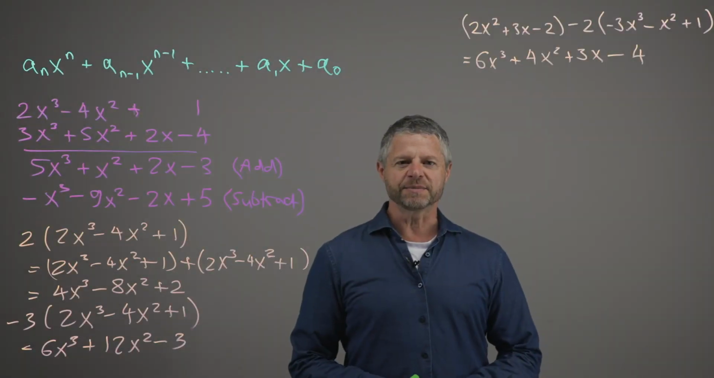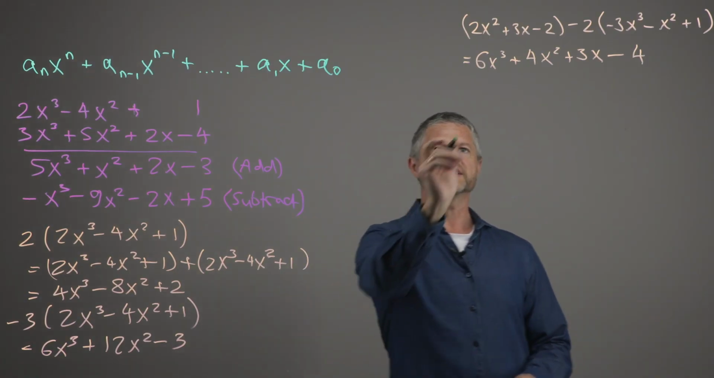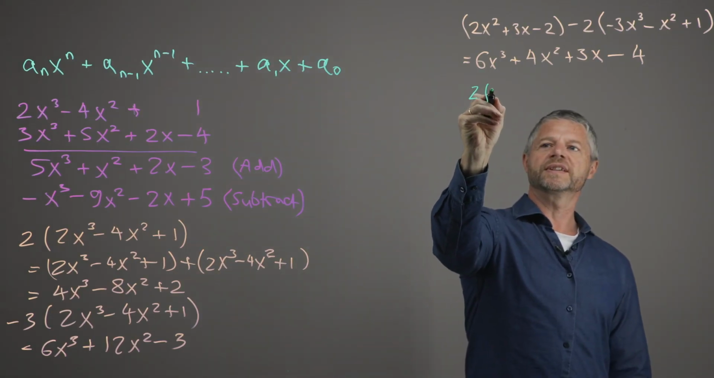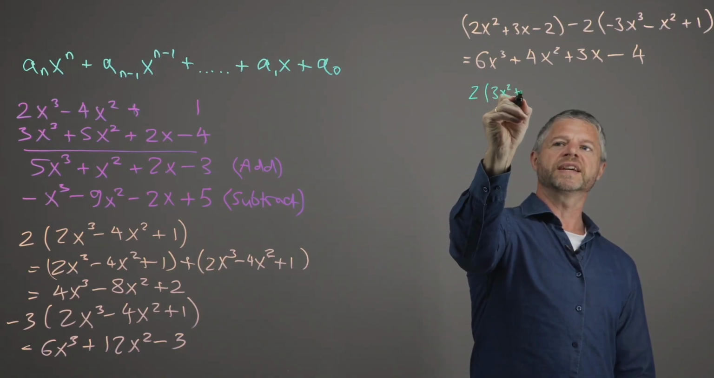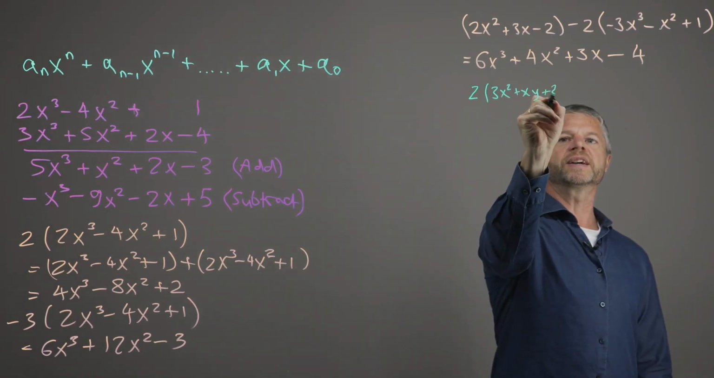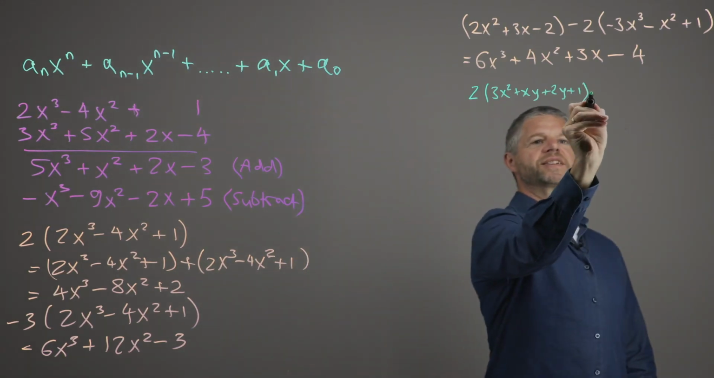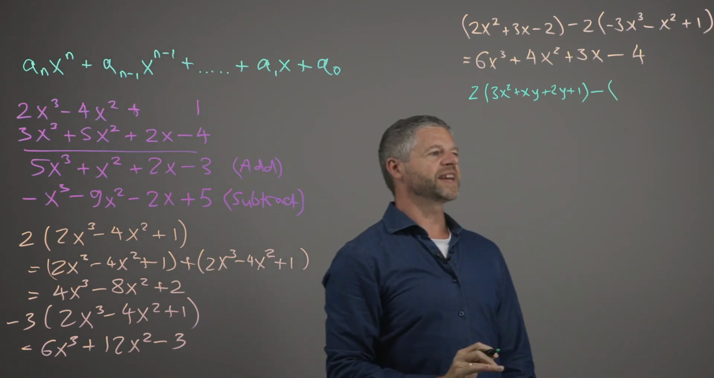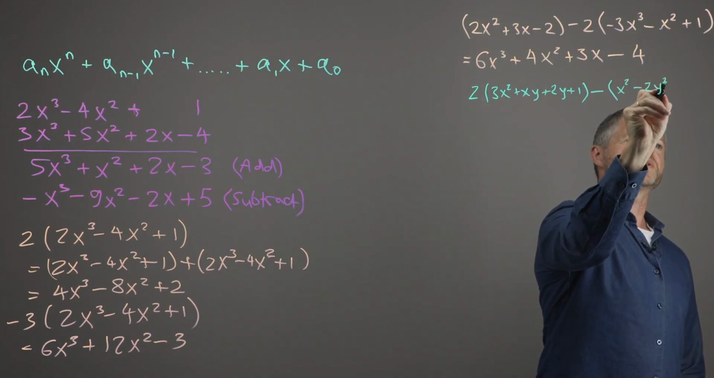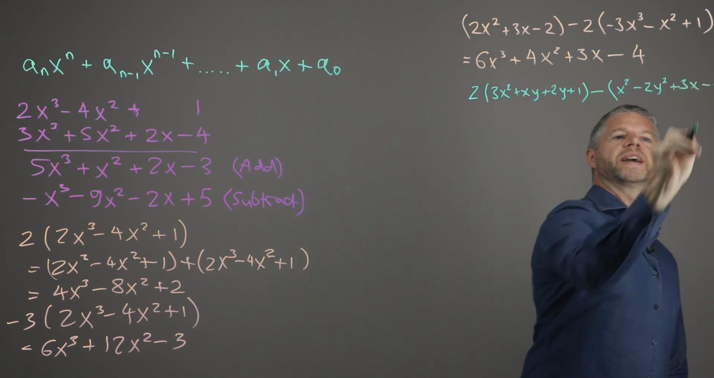We can apply the same approach to add and subtract polynomials with more than one variable. So as an example, let's do 2 times 3x squared and xy. So I'm bringing in a second variable here, and 2y plus 1. And then let's subtract another polynomial that involves x and y. x squared minus 2y squared plus 3x minus 4y.